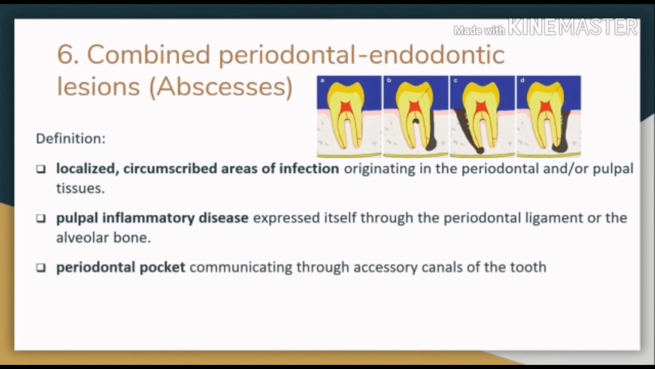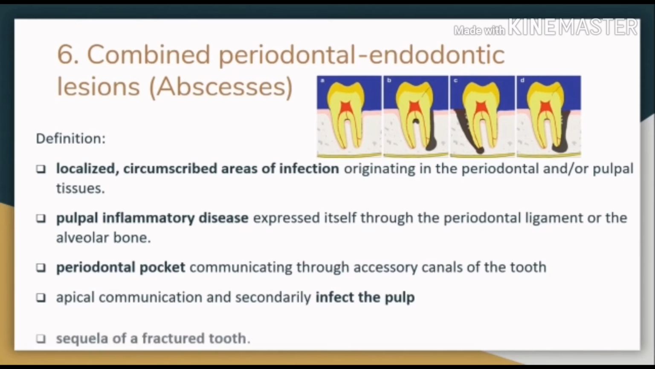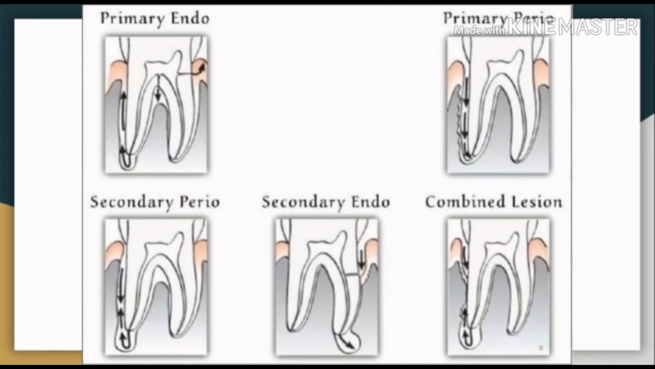The second one is from a periodontal pocket communicating through accessory canals of the tooth as well as apical communication and secondarily infecting the pulp. The third one is from sequela of a fractured tooth. This diagram represents the possible endo-perio problems based on the classification given by Simon J.H.